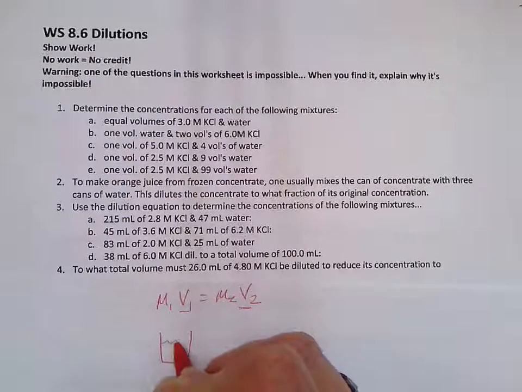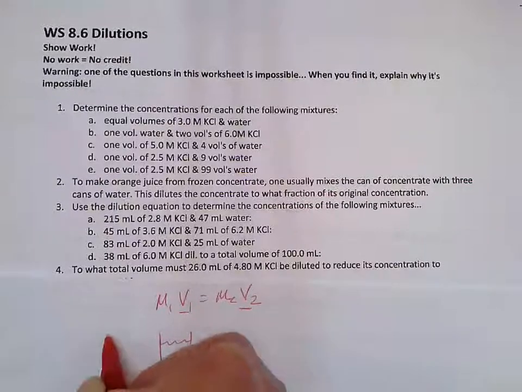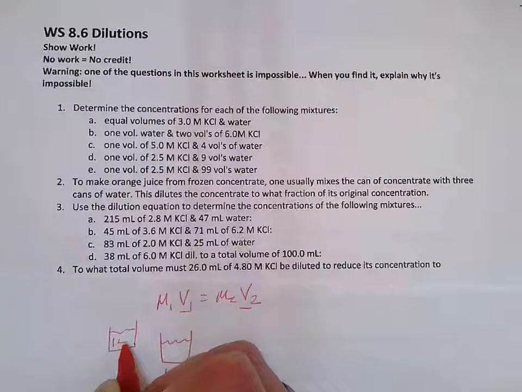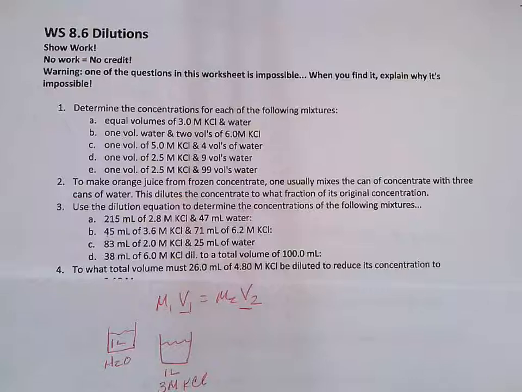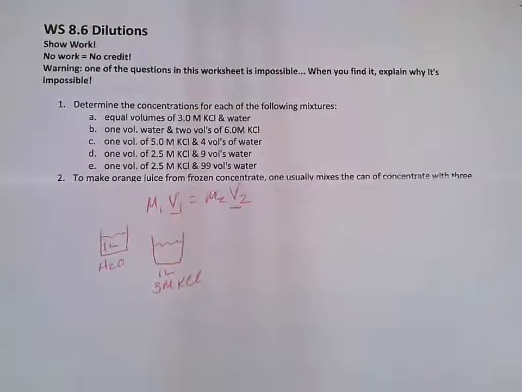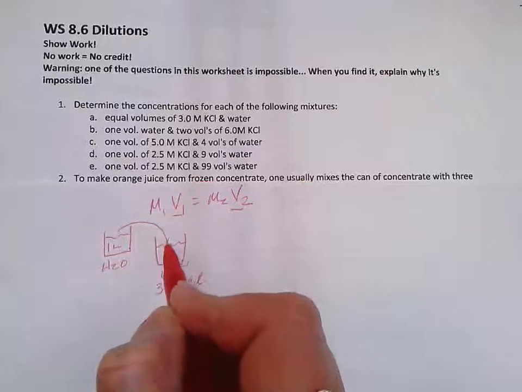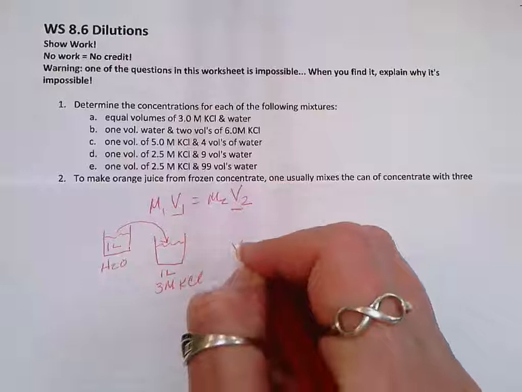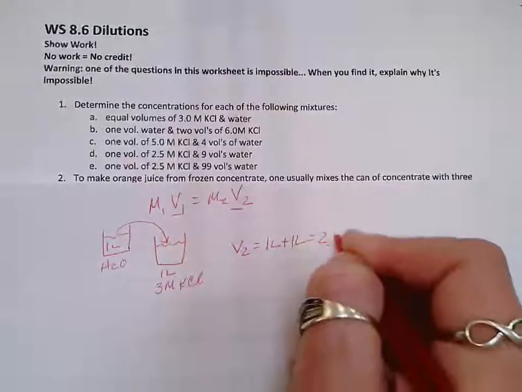So here's my container, and let's say it has 1 liter of 3 molar KCl. Then I have another beaker over here. It also has 1 liter, but it's H2O. And when I then put those two together, and I pour this volume into here, what's my new volume going to be? Well, the V2 is going to equal 1 liter plus 1 liter, which is 2 liters.